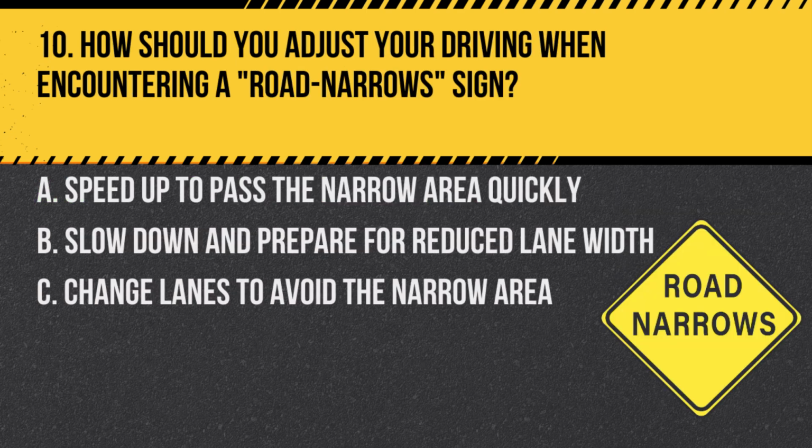Question 10. How should you adjust your driving when encountering a road narrow sign? A. Speed up to pass the narrow area quickly. B. Slow down and prepare for reduced lane width. C. Change lanes to avoid the narrow area. Answer. B. Slow down and prepare for reduced lane width. A road narrow sign indicates that the road ahead will have less width, requiring more caution.